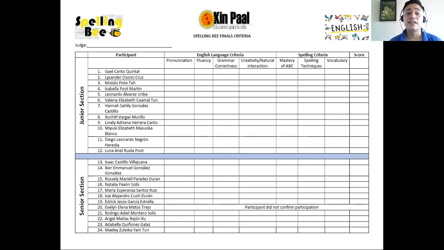Considerations. The junior section has a list of vocabulary. The senior section has their list of vocabulary. But for the finals, no matter the section they belong to, they will have to work with both lists, the junior section word list and the senior section word list. So that's a lot of vocabulary that they have been practicing with.